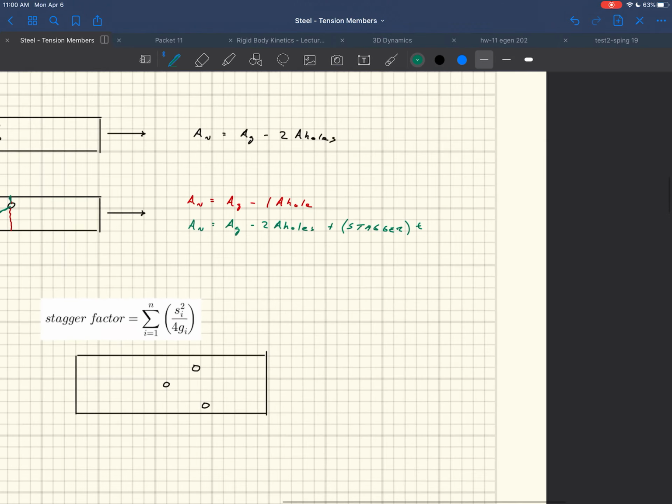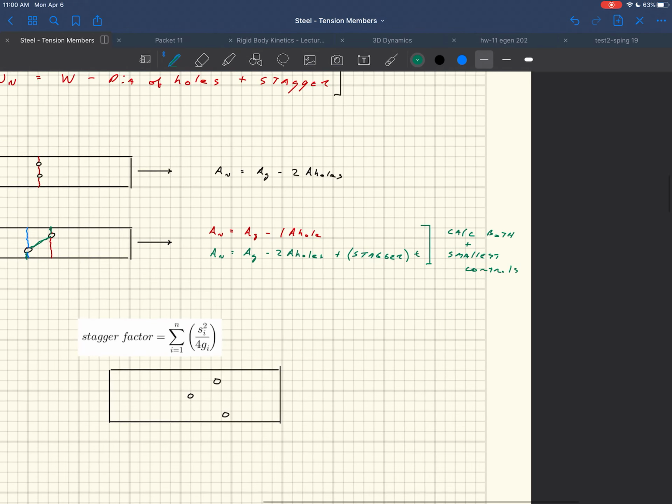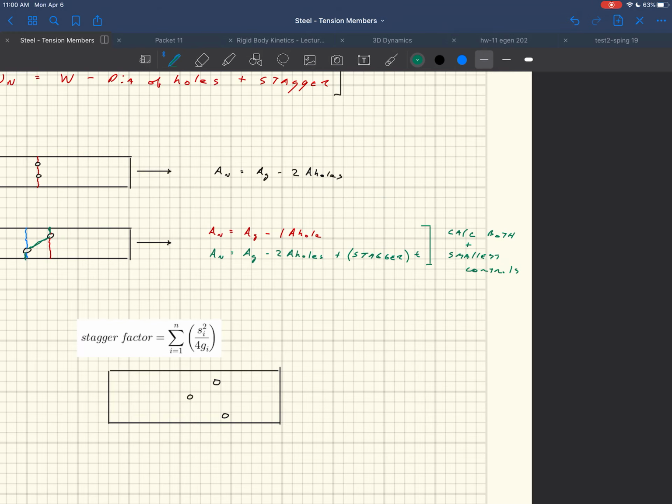And so what you do in this particular case is you calc both of these. Calc both and smallest controls. Okay, that's how you end up doing this thing. You calculate both of those.